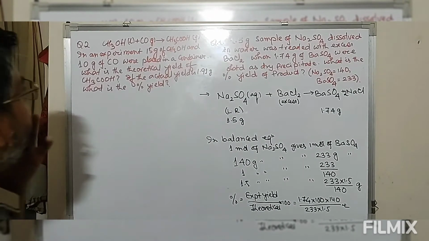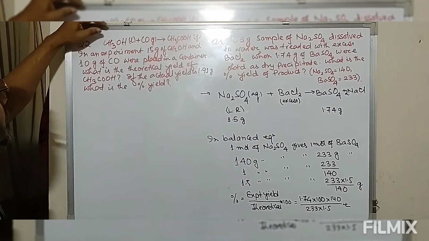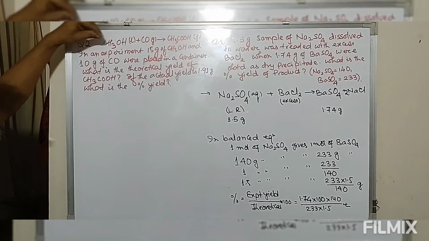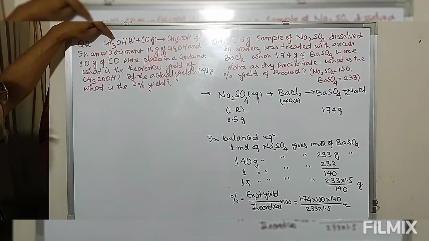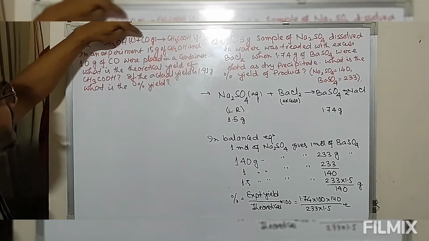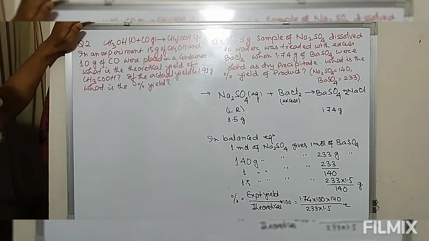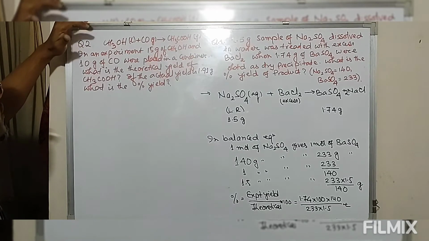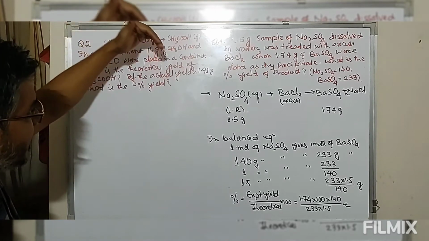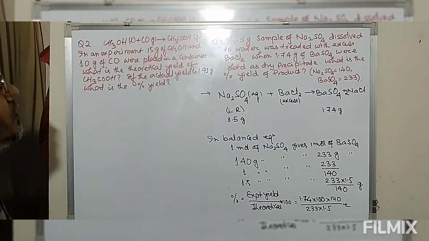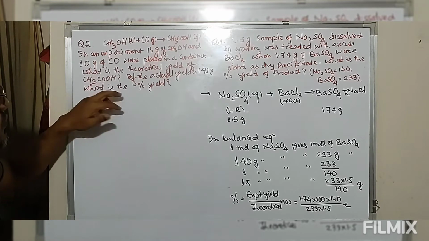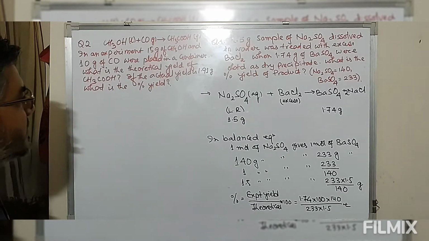Now take this second question. We have a reaction. In this reaction we have started with 15 gram of CH3OH and 10 gram of carbon monoxide, which will give you CH3COOH. Now the question is, what is the expected or the theoretical yield of CH3COOH? And if the experimental yield is 1.91, then what is the percentage yield?